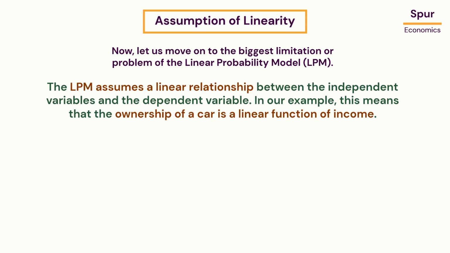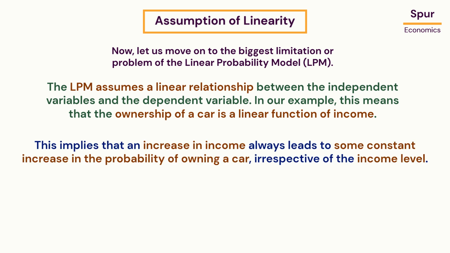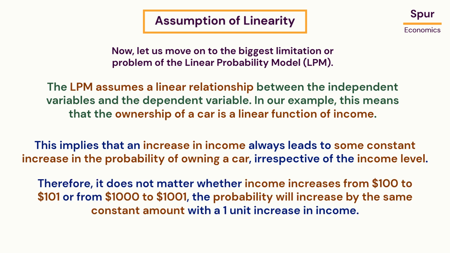The LPM assumes a linear relationship between the independent variables and the dependent variable. In our example, this means that the ownership of a car is a linear function of income. This implies that an increase in income always leads to some constant increase in the probability of owning a car, irrespective of the income level. Therefore, it does not matter whether income increases from 100 to 101 or from 1000 to 1001, the probability will increase by the same constant amount with a 1-unit increase in income.